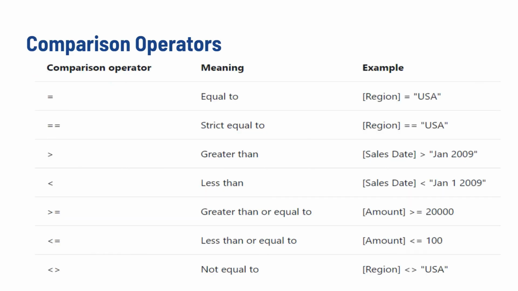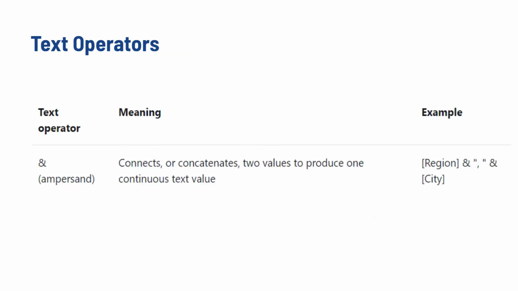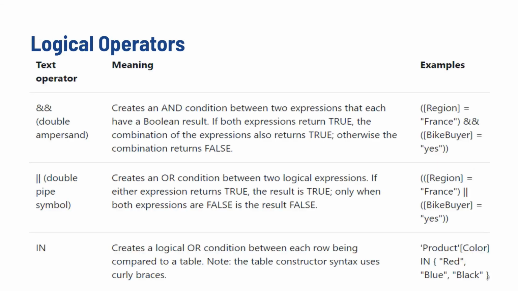You can compare 2 values with the following operators. When 2 values are compared by using these operators, the result is a logical value that is either true or false. Use the ampersand to join or concatenate 2 or more text strings to produce a single piece of text. Use logical AND or OR operators to combine expressions to produce a single result.